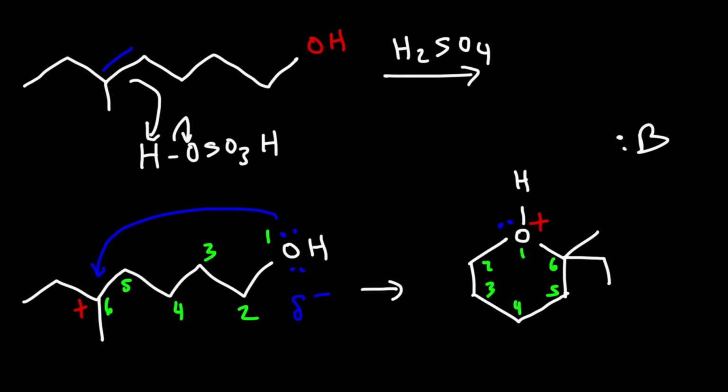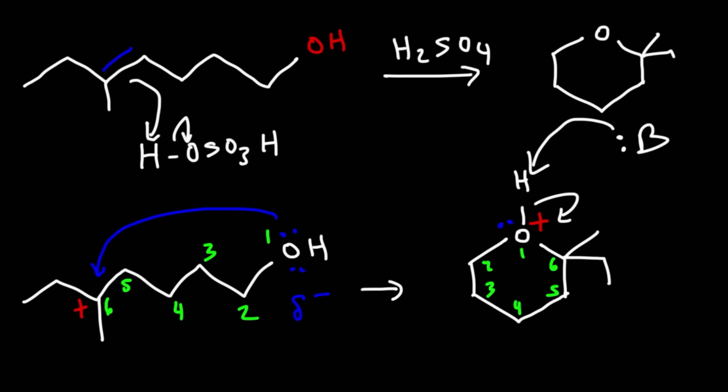Now a base, this base could be the OH of another molecule. It could be HSO4 minus or something else in the solution. But some molecule is going to act as a base to remove this hydrogen. So the end result of this reaction is a cyclic ether. So whenever you have a molecule with two different functional groups that can react with each other, typically you're going to get an intramolecular reaction, and it usually closes into a ring. So this is the answer for this problem.